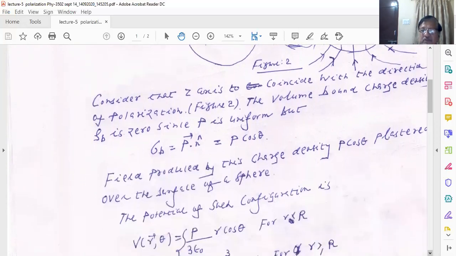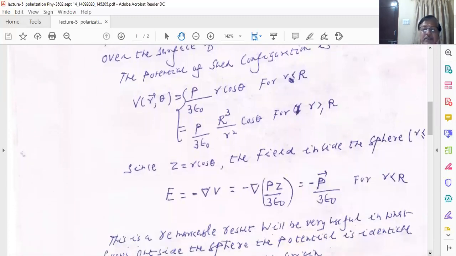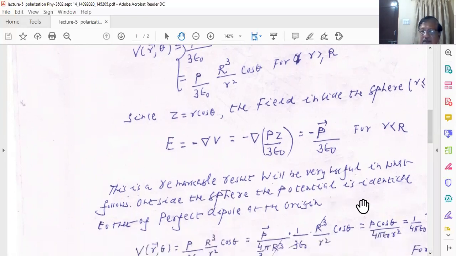Now, once you know this factor, let us calculate the electric field outside the sphere, and this result is very important. And you see here, I write down: outside the sphere, the potential is identical to that of a perfect dipole at the origin. So that I can show you.